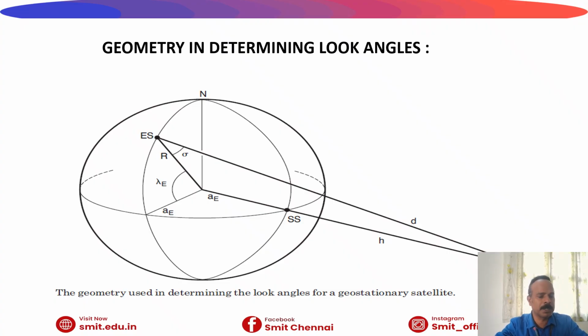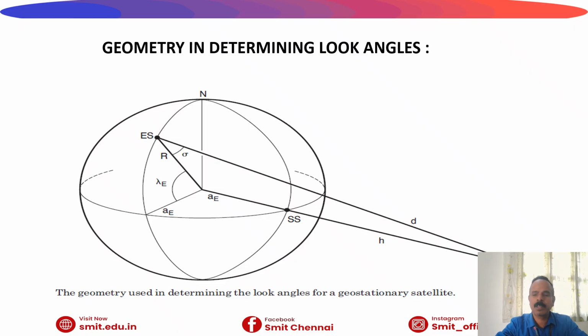That is the geometry in determining the look angles. Now we can say there are three important points which are very much needed for locating the satellite look angles. The first one is the Earth station, which is denoted as capital ES.